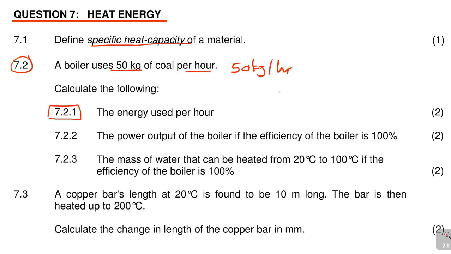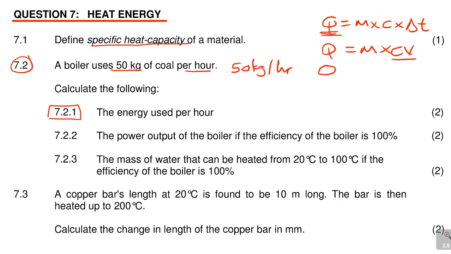So now when you're calculating the energy, I think you've seen the formulas that we use for energy. It's Q is m times specific heat capacity times change in temperature. This is the formula you are given, but there are two formulas you are not given, whereby it says Q is equal to m times CV, where CV stands for calorific value, or there is another formula that says Q is m times HV. This is the common formula whenever you're dealing with fuels, where HV stands for heat value.